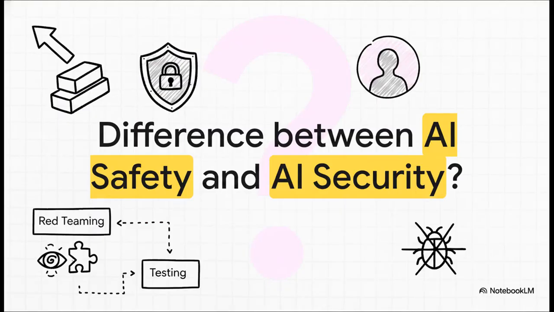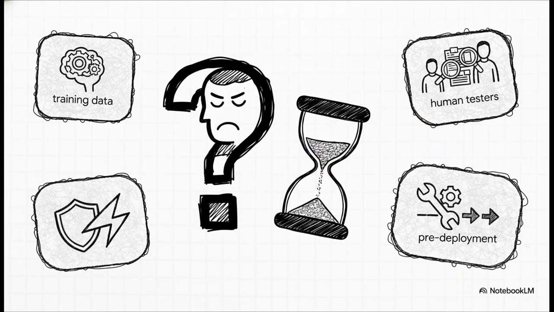All right, let's bump it up to level 2 and see how this builds. We're stepping up to medium difficulty now. We're moving from basic prompting into the world of AI red teaming. Here is your question. In the context of AI red teaming, what is the core difference between testing for AI safety versus AI security? Let's take a look at the options.